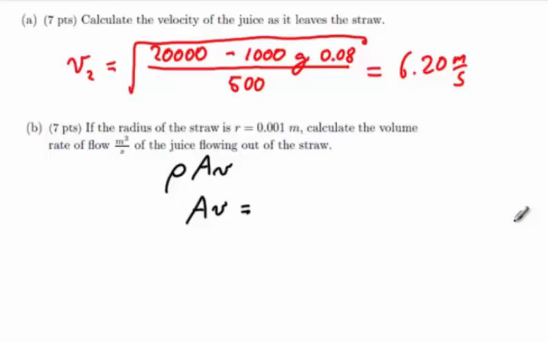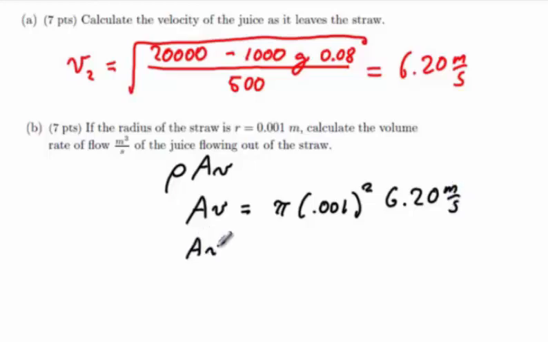Since the straw is a circle of radius 1 millimeter, its area will be pi times the radius squared. That multiplied by the velocity of 6.2 meters per second yields a volume rate of flow equal to 1.95 times 10 to the minus 5 cubic meters per second.